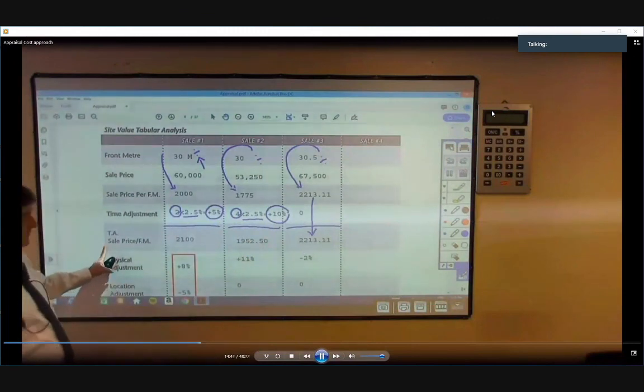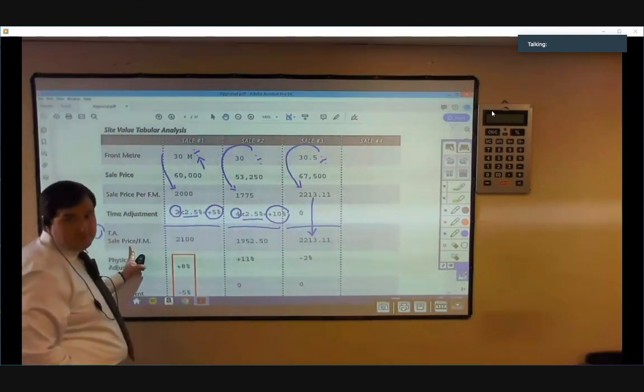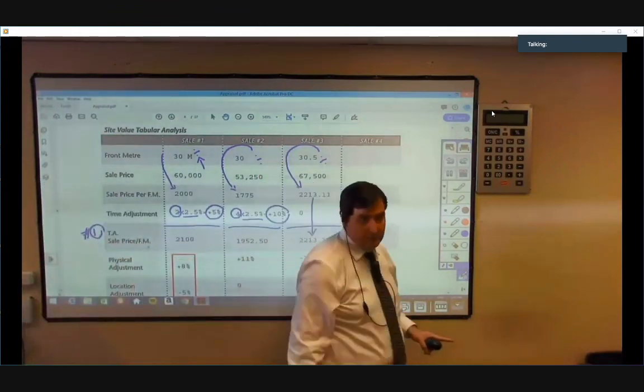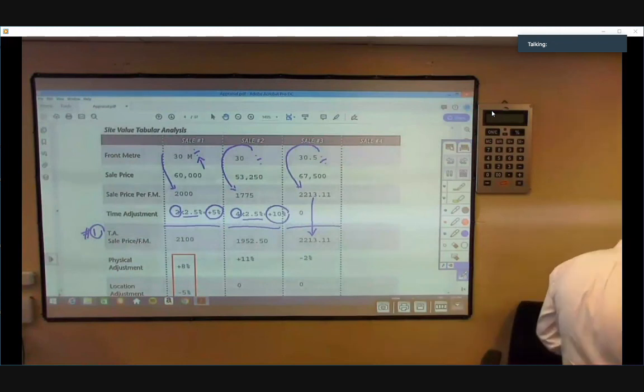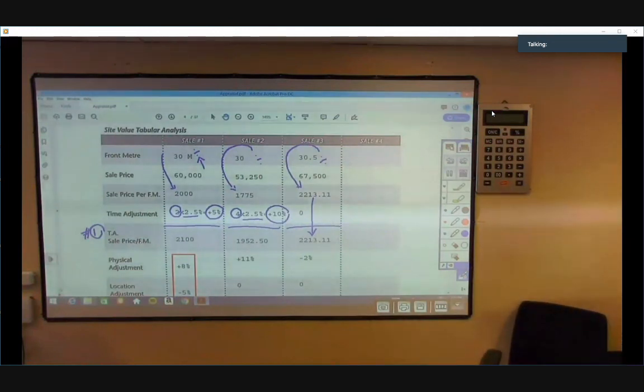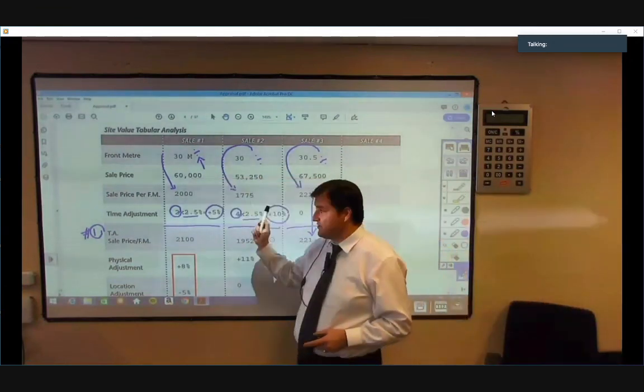Your first question is this one. What are the time adjusted sell prices per front meter for sites 1, 2, and 3? Write it down. Okay. Guys, did you write it down?